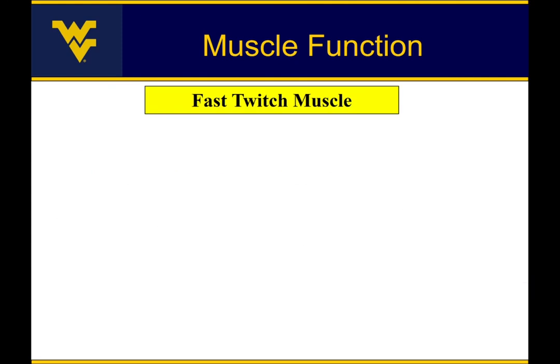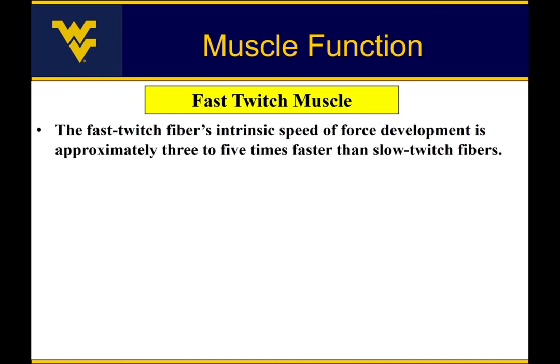The first muscle we'll consider is the fast twitch muscle. The fast twitch muscle is specifically organized to produce forceful contractions very quickly. The fast twitch muscle is composed of fast twitch muscle fibers. The fast twitch fiber's intrinsic speed of force development is approximately 3 to 5 times faster than the slow twitch fibers.